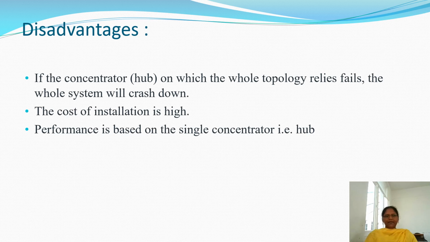But the number of cables required for making the star topology is very minimal when compared to the mesh topology. The second disadvantage in the star topology is that the cost of installation is high when compared to the other types of topologies, and performance depends on the single centralized node, the hub. So these are some of the disadvantages of star topology.